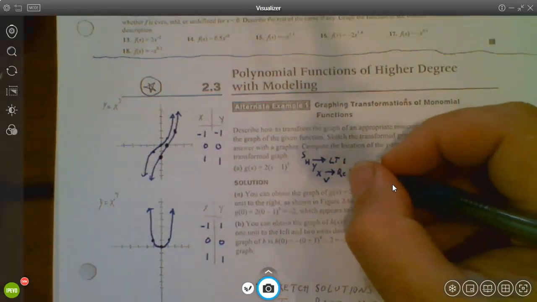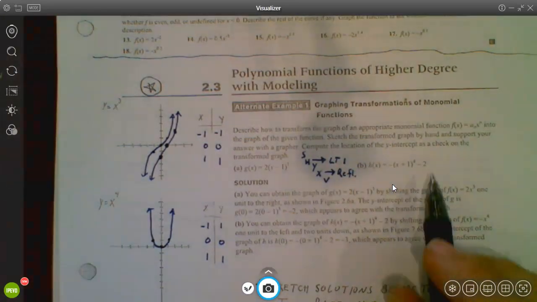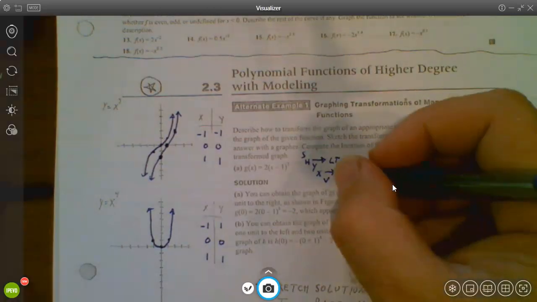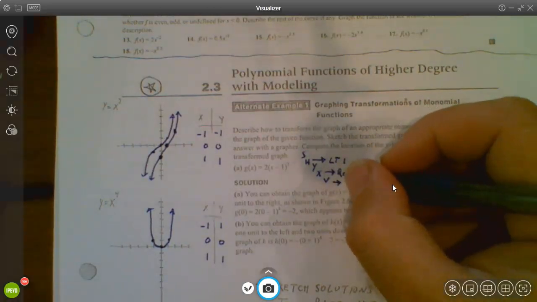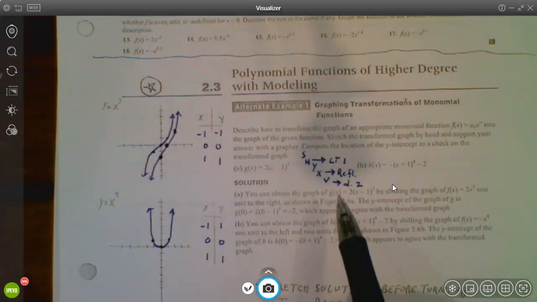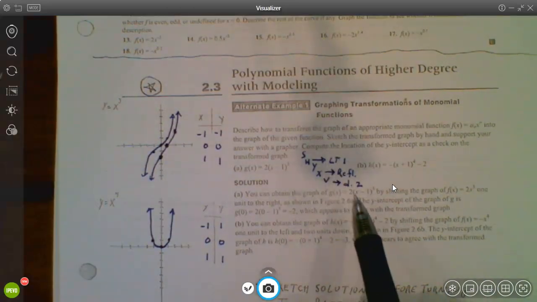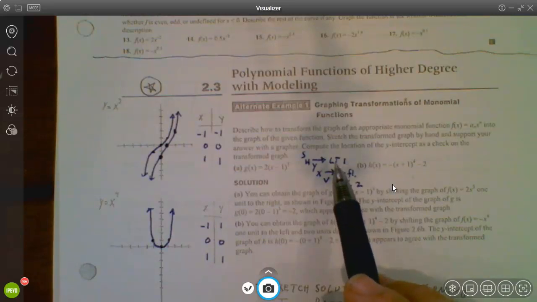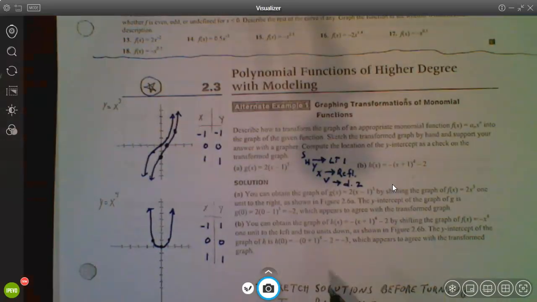This is our reflection. And then we're going to go down 2. That's our vertical shift. So down 2. I'm abbreviating so I can fit it on my page. So you can see the order we need to do this in. So we're going to go left 1. I'm going to reflect and do a vertical right there.